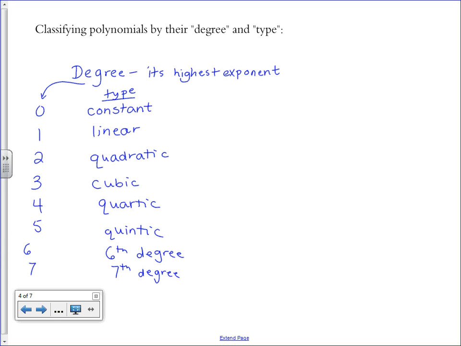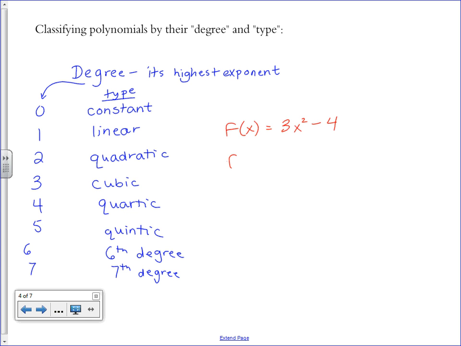So if you're given a function, for example, f of x equals 3x squared minus 4, and you're asked to classify by degree and type, you would say that this is a degree 2 polynomial because the highest exponent in it is a 2, and you would say the type is quadratic, right? It's a quadratic function, if you graphed it, it would make a parabola. How do I know it's quadratic? Because the degree is 2.